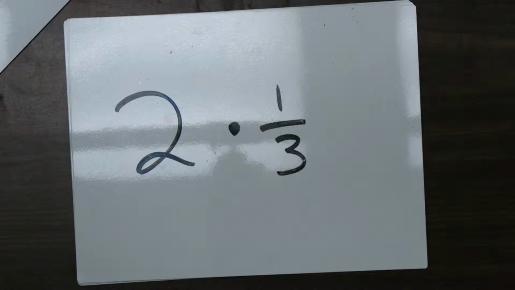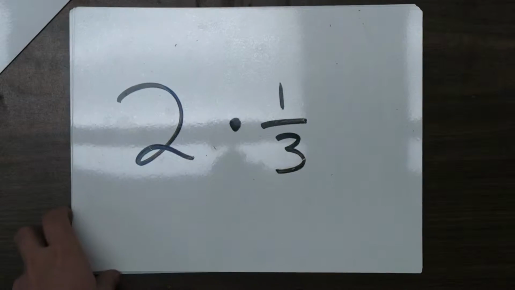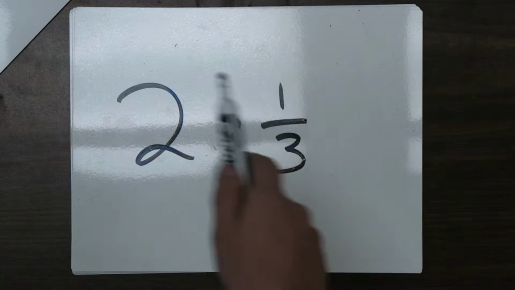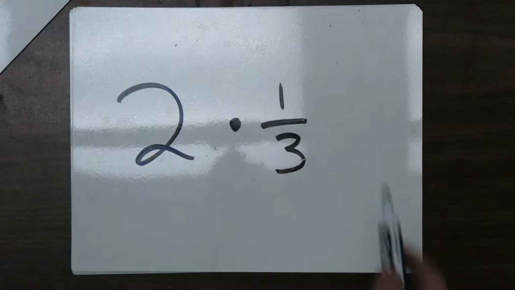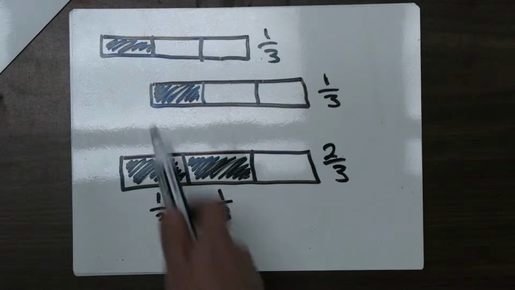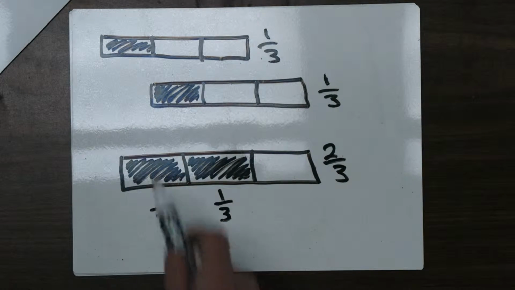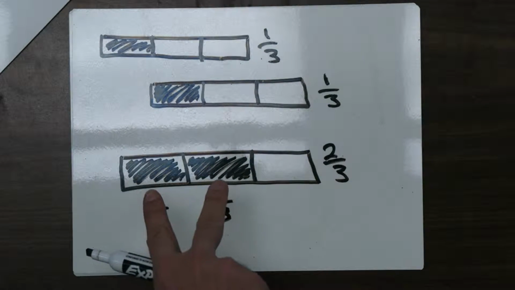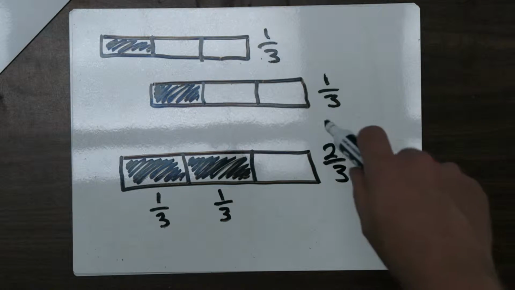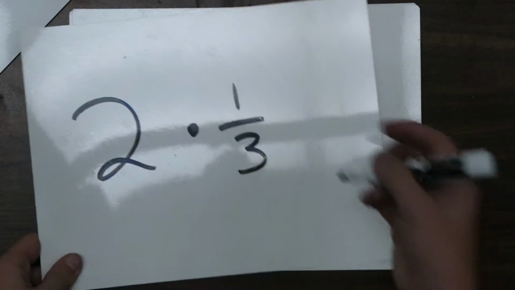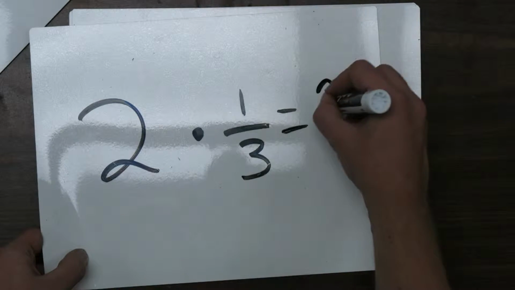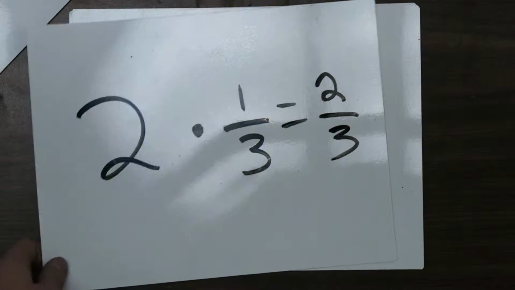So here's another example. 2 times 1/3. Well, again, if I'm multiplying something by 2, I just have to take 2 of those. So here's 1/3. Here's another 1/3. Combine them together, and I end up with 1/3, 1/3. My answer is 2/3. 2 times 1/3 is 2/3.